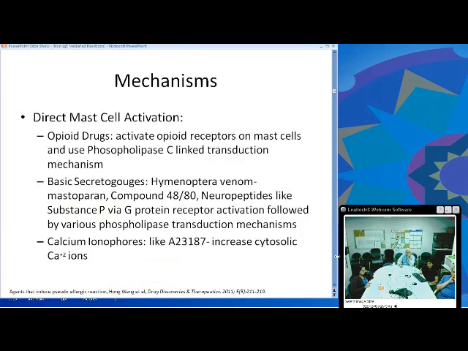So these are the different kinds of pathways. So as I mentioned, the direct mast cell activation is caused by opioid drugs. They activate the opioid receptors, use phospholipase C transduction mechanism. The compounds like Hymenoptera venom, the product is called mastoparan. Compound 48/80 and neuropeptides can act via G protein. And then also I didn't mention that calcium ionophores, this is the specific one mentioned, A23187, can increase the cytosolic calcium ions, and that can lead to mast cell degranulation too.